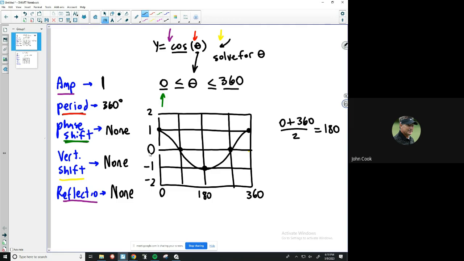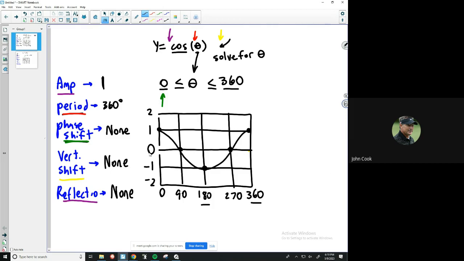And you can do the same thing here, 180 and 360. If you want to find the halfway point between those two, to get this value, 180 plus 360 divided by 2 gives you 270. So 270 would go right there. And then halfway between the 0 and 180 is 90. So that's all you need, actually. You're done with your graph of the cosine function, just like that.